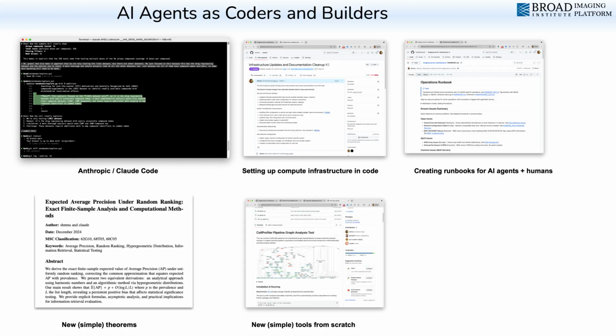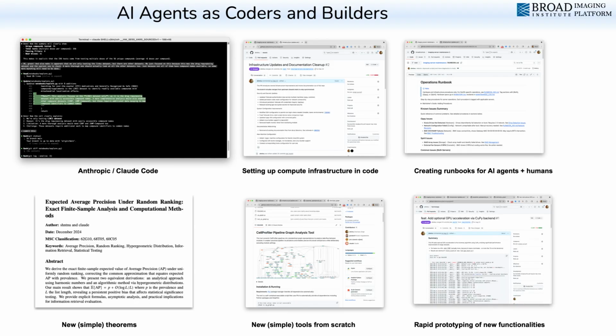We also came up with some pretty simple theorems. We needed to prove something, and we were able to, not very effectively, but effectively, come up with a simple theorem that allowed us to move forward. That was exciting because we thought that math might be a harder frontier to break with these LLMs, but it was somewhat successful. We're also building some simple tools from scratch that allow us to do very specific things, again, completely using Claude Code, and also rapid prototyping.